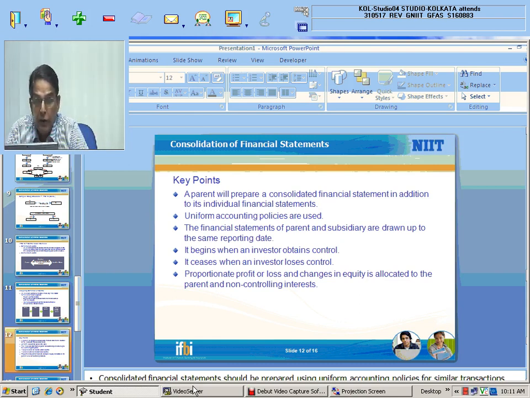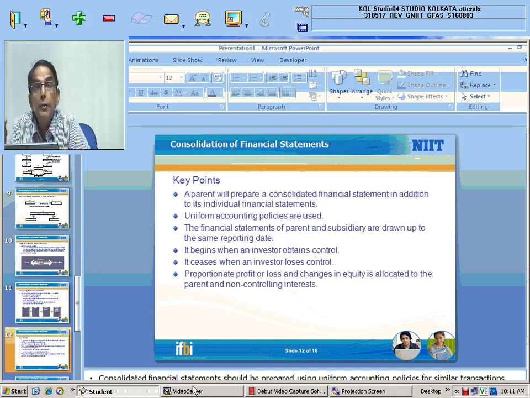Proportionate profit or loss and changes in equity is allocated to the parent and non-controlling interest. So, subsidiary's profit and loss: supposing the parent company owns 60% of the subsidiary, and the profit for the subsidiary for a particular reporting period is 10 million, then 60% of the 10 million will be allocated to the parent and 40% will be allocated to the non-controlling interest.